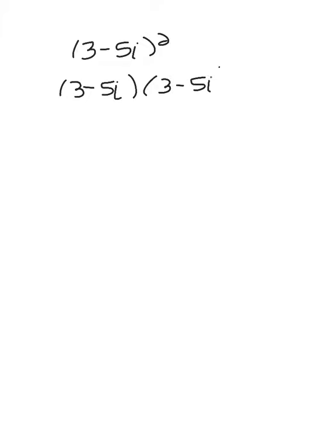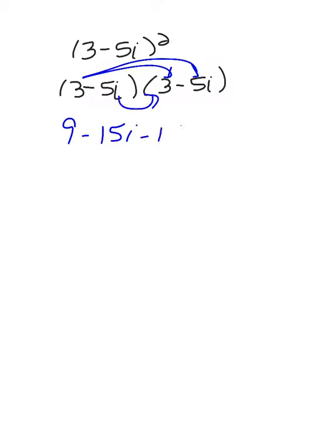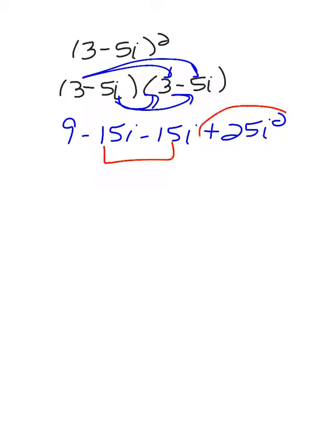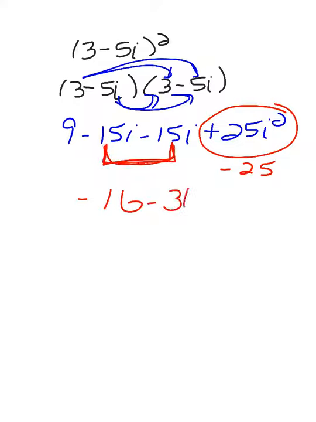All right, so D is 3 minus 5i squared, which is 3 minus 5i times 3 minus 5i. So double distribute. 3 times 3 is 9. 3 times negative 5i is negative 15i. Negative 5i times 3 is negative 15i. Negative 5i times negative 5i is positive 25i squared. So I'm going to combine like terms. This positive 25i squared becomes negative 25. So it's 9 minus 25 is negative 16. Negative 15i, negative 15i is negative 30i. Okay, so let's take a look at E.